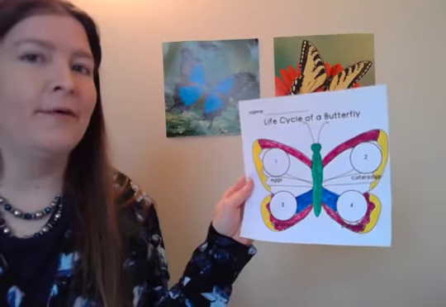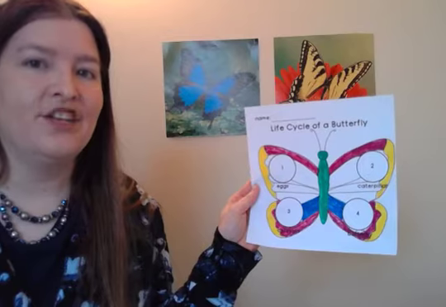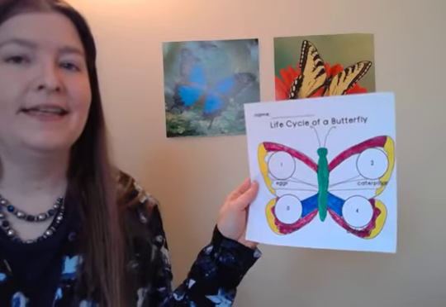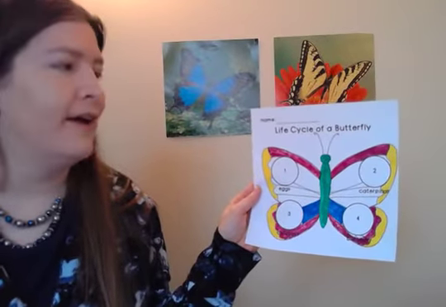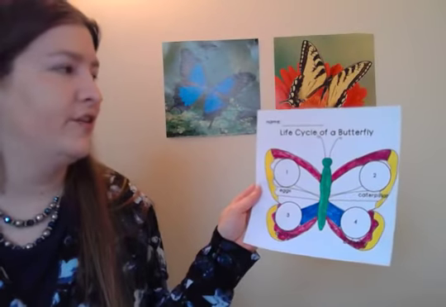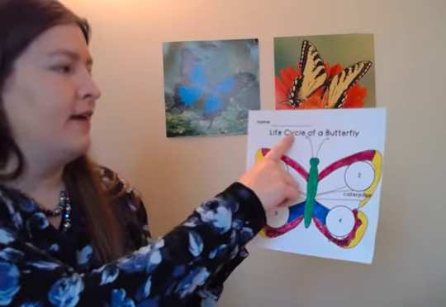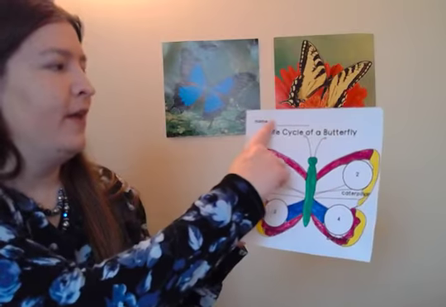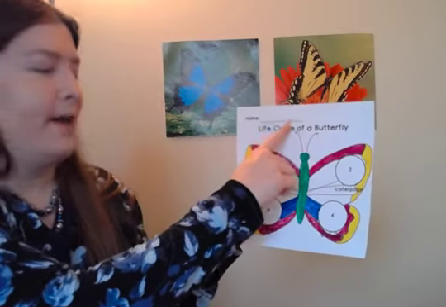Today we're making a page that shows the life cycle of a butterfly. It's all about putting them in the right sequence, which means what happens first, second, third, and fourth. What order do these creatures grow in? So here's the words life cycle of a butterfly. And up here at the top you can write your name.